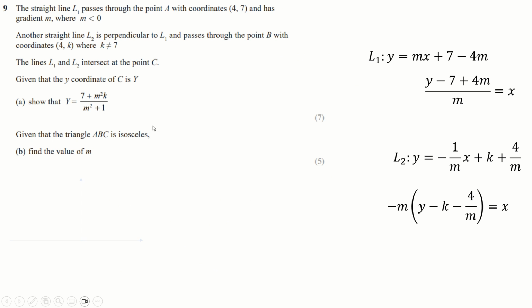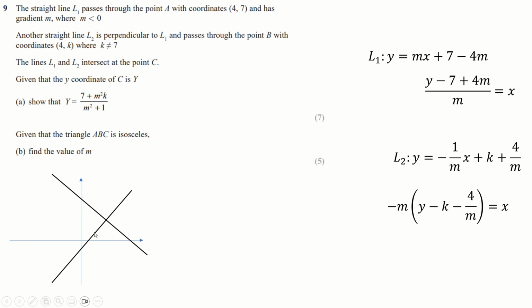Last bit of the question is very fiddly. Given ABC as isosceles, so at this point I decided to draw this because I have no idea what's going on. I've got a point 4,7 with a negative gradient line going through it. So maybe 4,7 is like somewhere over, I don't know, somewhere here on this line. I've got another line which goes through B, which has coordinates 4,k. So that's directly above or underneath this point here.